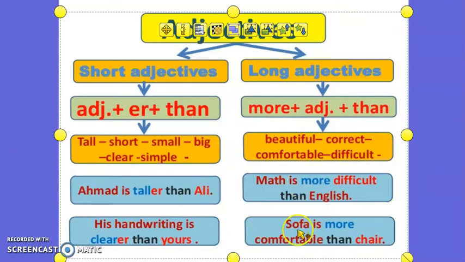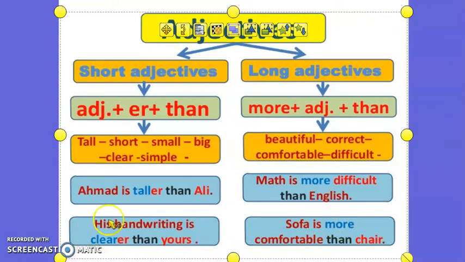And the second one: sofa is more comfortable than chair. Again, here we compare between sofa and chair. Comfortable is a long adjective, so we use more.